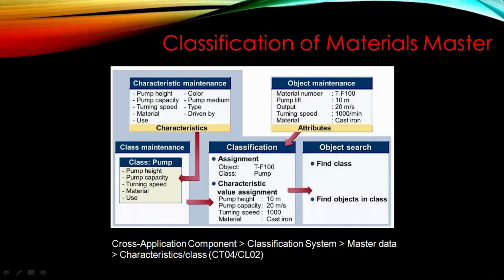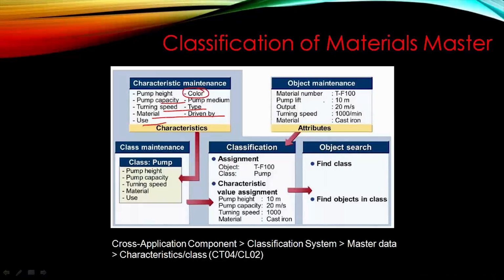For example, I'm creating a material master for a pump, say a centrifugal pump or any type of pump. So in the material master, I want to maintain the color of the pump, capacity of the pump, speed of the pump, material of the pump, use of the pump, like that.